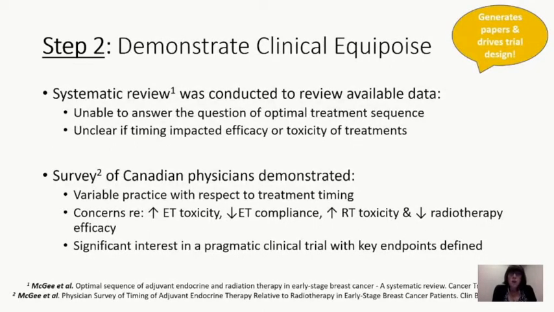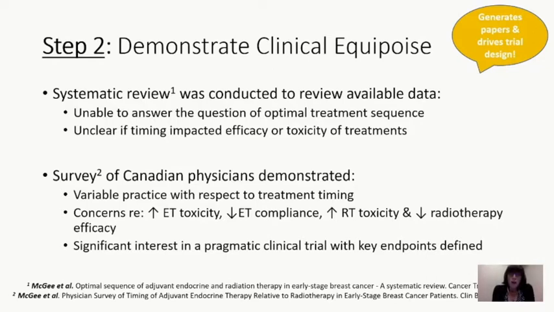The second step that we follow then is to demonstrate clinical equipoise. And that essentially means that you're showing or demonstrating that your clinical question is something that is as yet unanswered by the available data. And this is a really important part in the process because it allows you to review the data to help drive the future design of your clinical trial. And it's also a step towards starting to generate research papers and publications, which we all know is important in academic medicine.